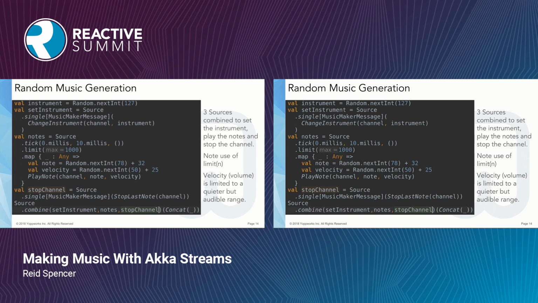Then we saw previously combine. We're using it again here to combine set instrument, notes, and stop channel into one thing. But this time, instead of merging, we're concatenating, which just says do set instrument first, do note second, do stop channel. Merge means do whatever has data on it. If this was merge, it would look at all three and just do them in any order that they come in.